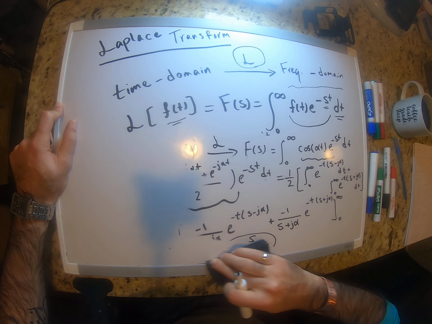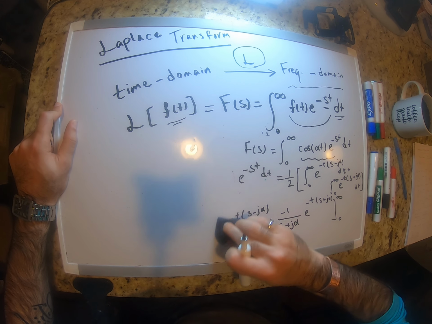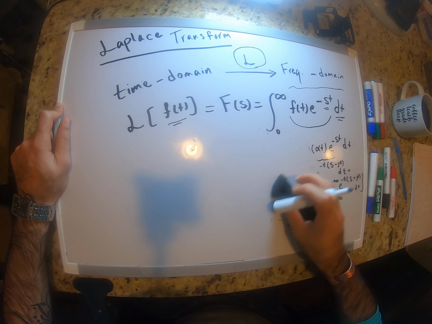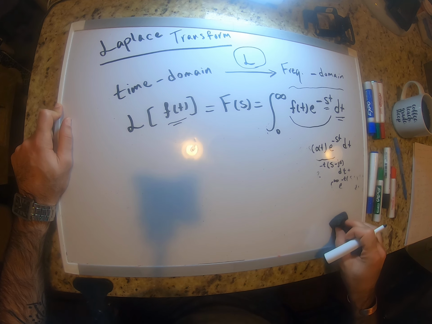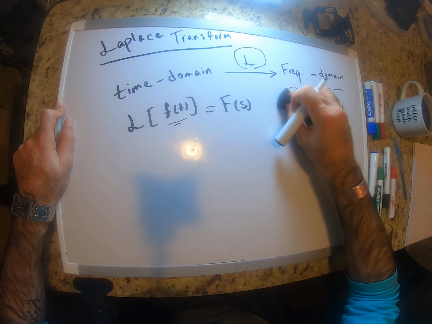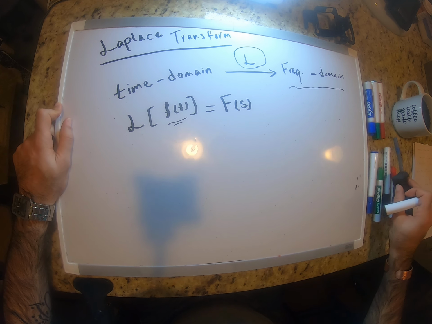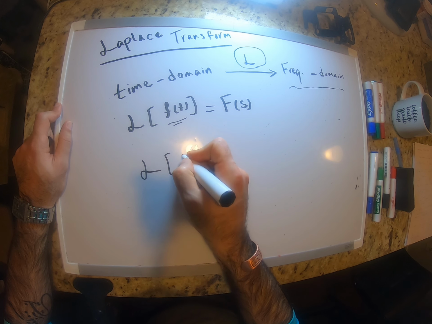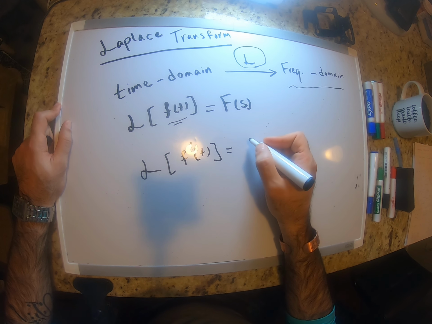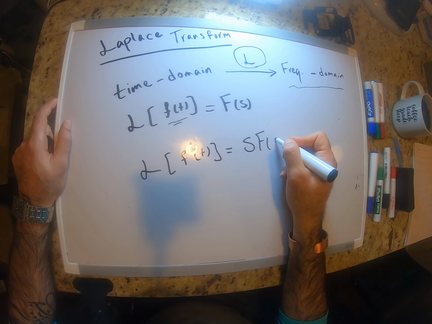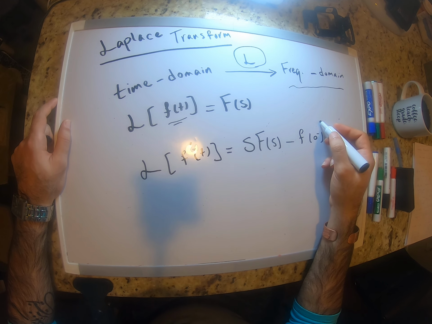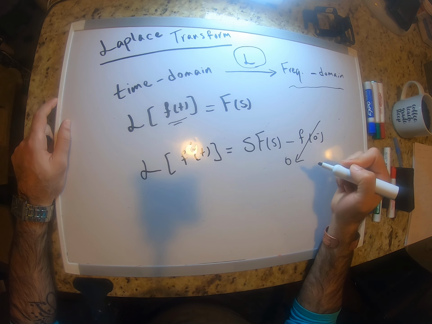The other two concepts that I want you to know, because we're going to use them very frequently in this chapter, is that if we have the Laplace transform of a function, if I know that the Laplace transform of f of t is capital F of s, then the Laplace transform of f prime of t is going to be equal to s times F of s minus f of 0 negative, or most of the time we assume that this is 0.